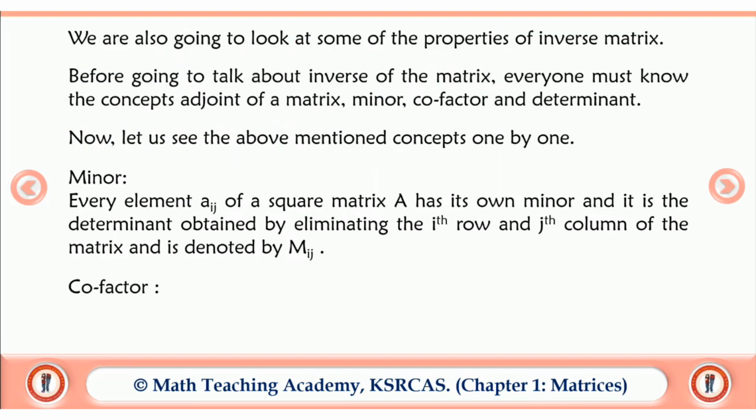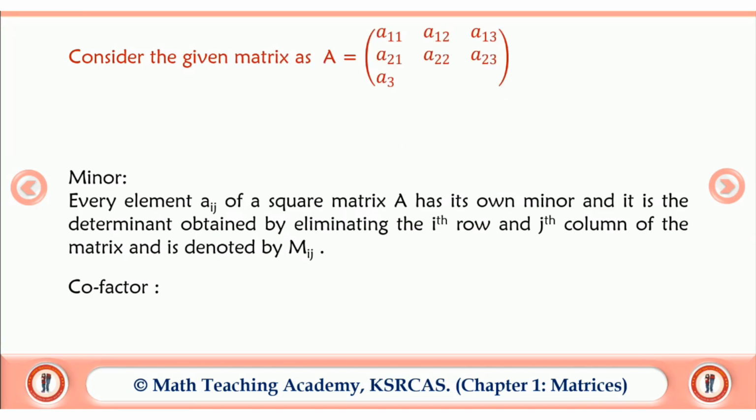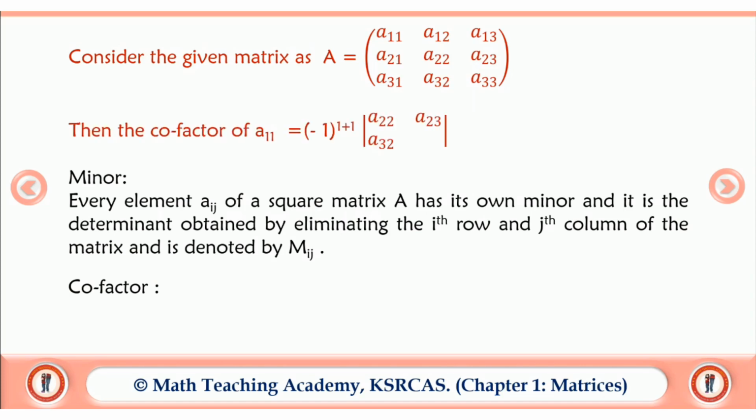And then cofactor. What is cofactor? Consider the given matrix A equal to A11, A12, A13, A21, A22, A23, A31, A32, A33. Then the cofactor of A11 is equal to (-1)^(1+1) times M11. So to find the cofactor of an element of a matrix A, we must know the minor of the element. With the help of its minor, we can define what is cofactor.